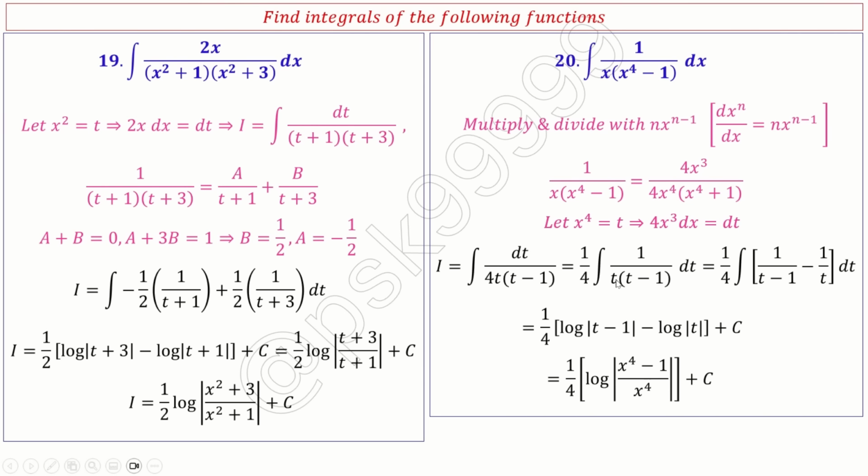I directly used it because it is very simple, but if you don't understand, you can use this method, a by t plus b by t minus 1. You can do it with that. Okay, so the final answer is here. This is the answer. Next.